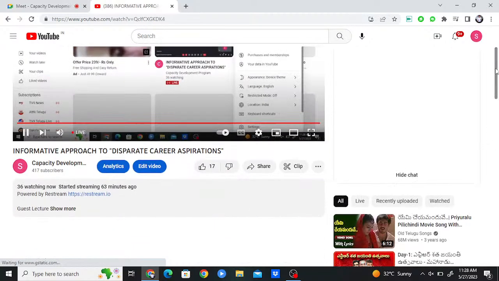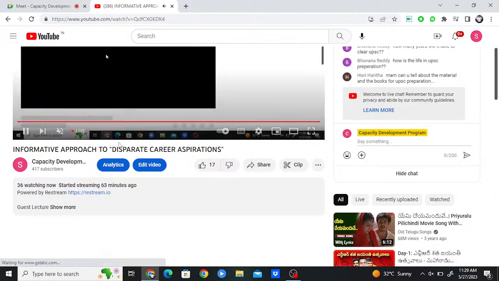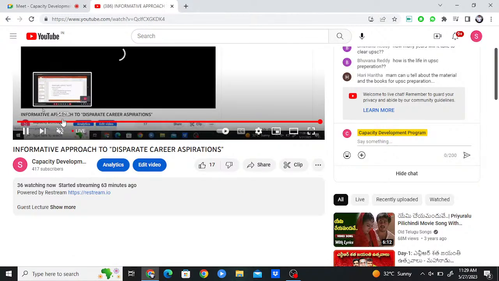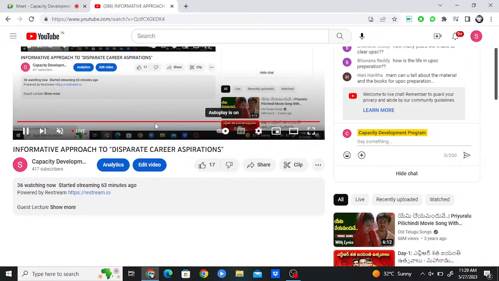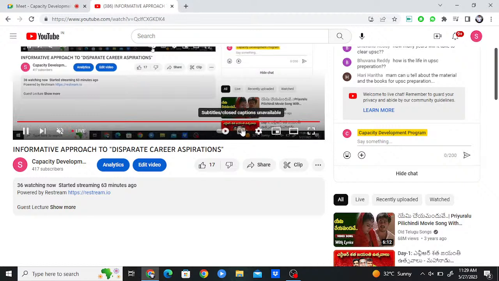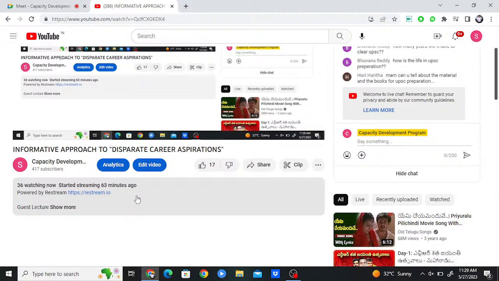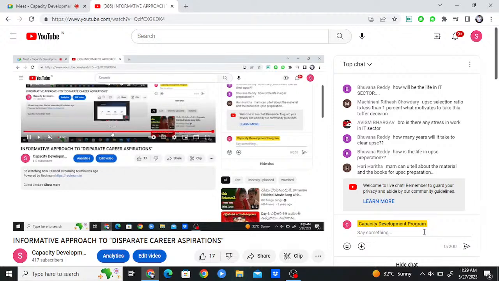So NCERT books are the basic, and then the standard books vary. Everyone doesn't follow the same books. Some people follow the books they have in their institutions. I studied in NEXT IAS institution, so I studied the books which they made. Few people study the standard books that many follow. For polity we have Lakshmikant's book, for modern history we have Spectrum publications. So it depends on you.